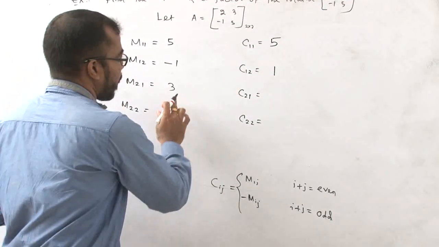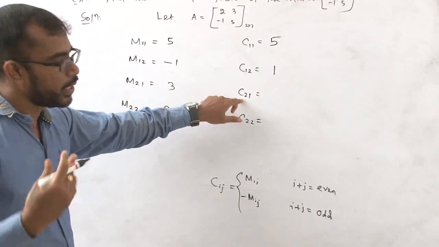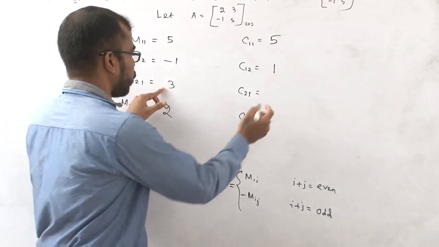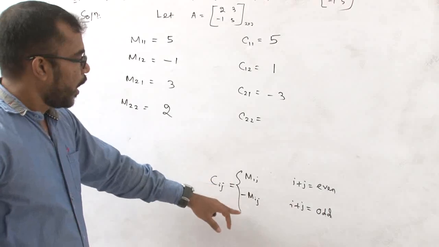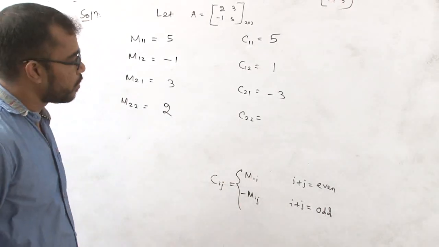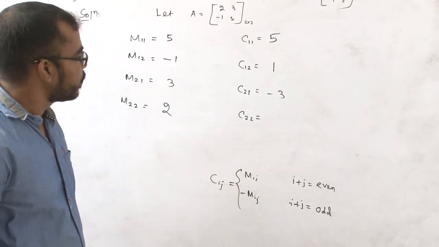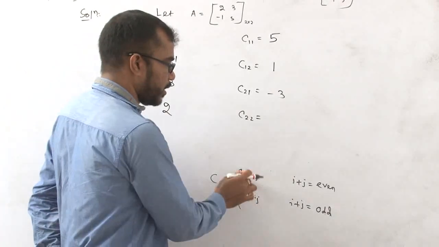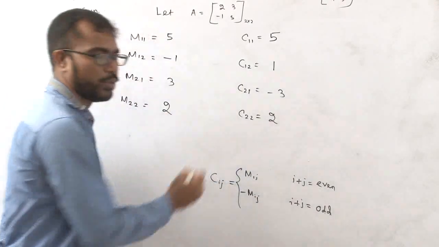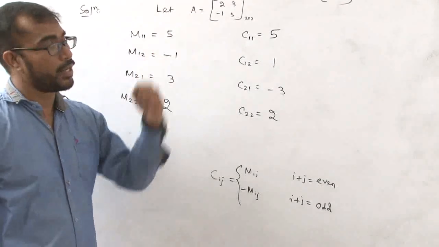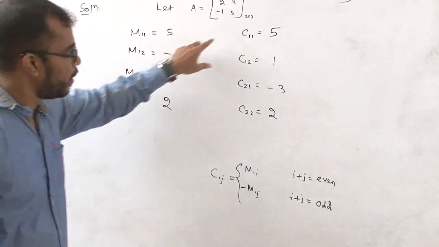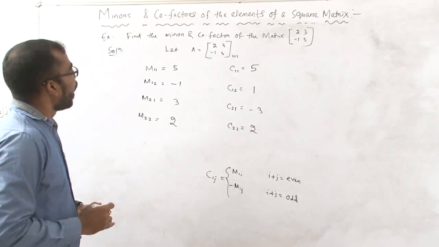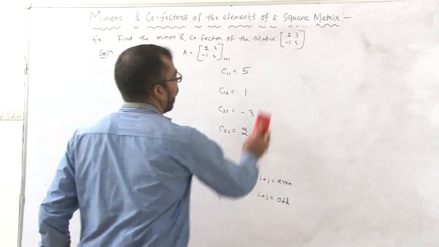So the value is 1. Similarly for 2, 1, if we add them, we get 3, and 3 is also an odd number, so we change the sign of the minor, so it is minus 3. And similarly the cofactor C22: if we add 2 and 2, that is 4, and 4 is an even number, so it is the same value of the minor, which is 2. So here is the solution for the second order matrix: the minor and the cofactor of each element of this matrix. Now take another example of a third order matrix.